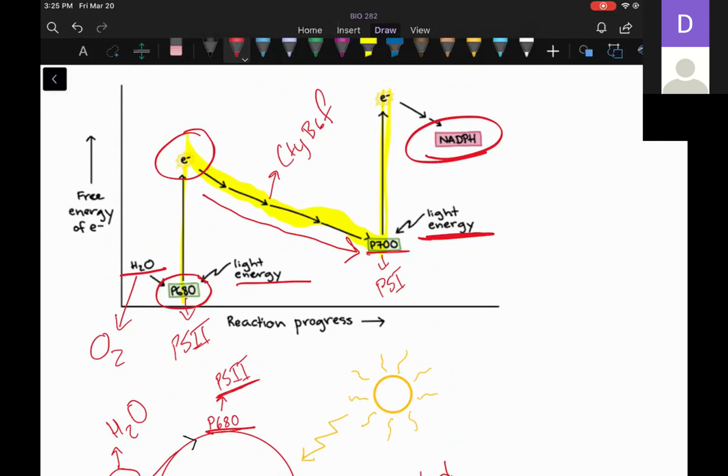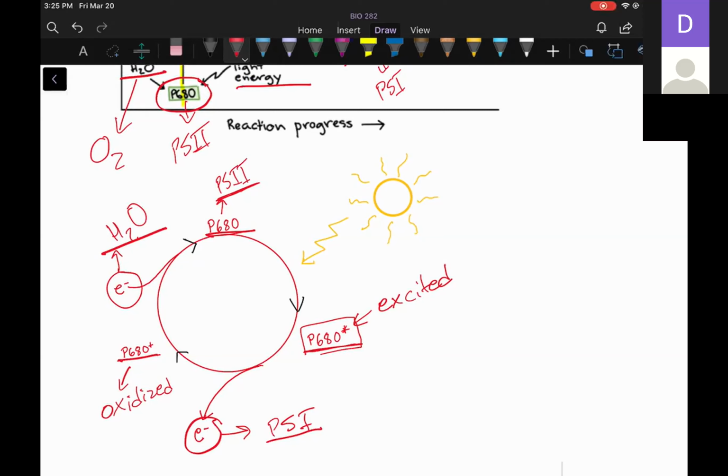But if we're looking at just photosystem 2, where it gets those extra electrons from is ultimately from water. So when these electrons are lost to photosystem 1, it needs to gain those electrons from somewhere else. So where it gets it from is water. So photosystem 2 will oxidize water and get the electrons from there.